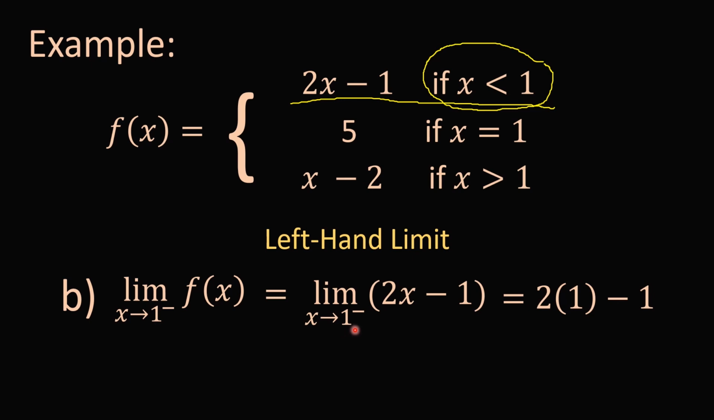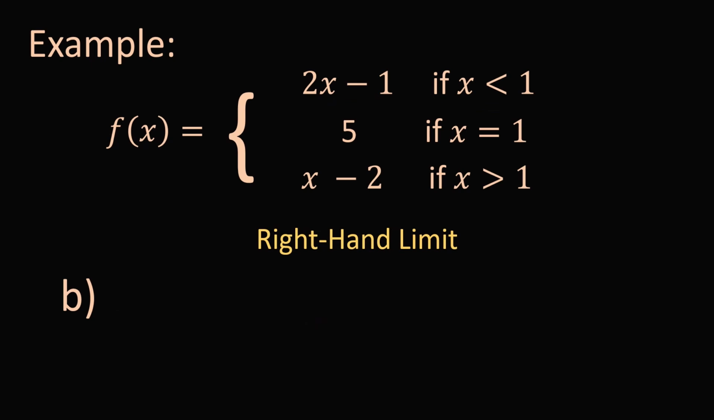So isa-substitute lang natin si 1 sa given na function. We will have 2 times 1 minus 1. Simplifying it, we have 1. Okay, tandaan natin ha. Ito yung nasa left hand limit natin, yung value na nakuha natin is 1. Now, how about sa right hand limit? So, pag sinabi natin right hand limit, ito yung mga values na approaching kay 1 from the right. Ibig sabihin, these are the numbers which are greater than 1.